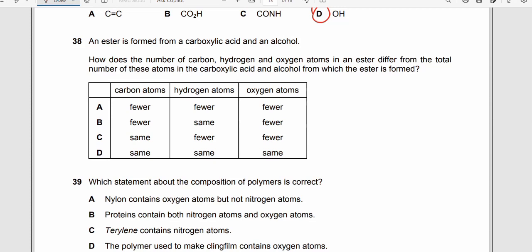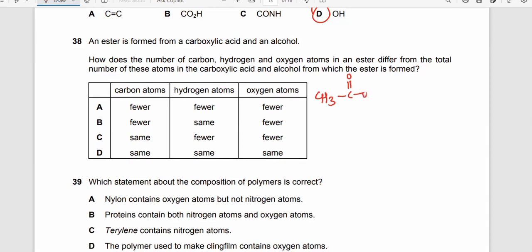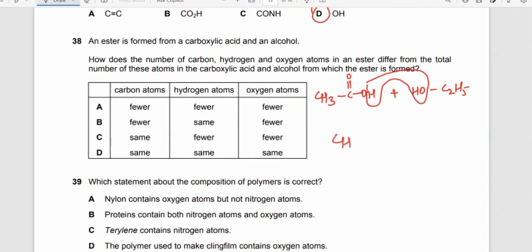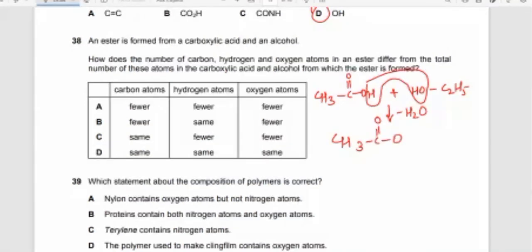Let me tell you what an ester is. I'm writing here carboxylic acid, CH3, C double bond O, OH, plus OH and then C2H5. From here H and from here OH. What do we get? CH3, C double bond O, and H2O is released. This is ethanoate, and this is ethyl ethanoate.